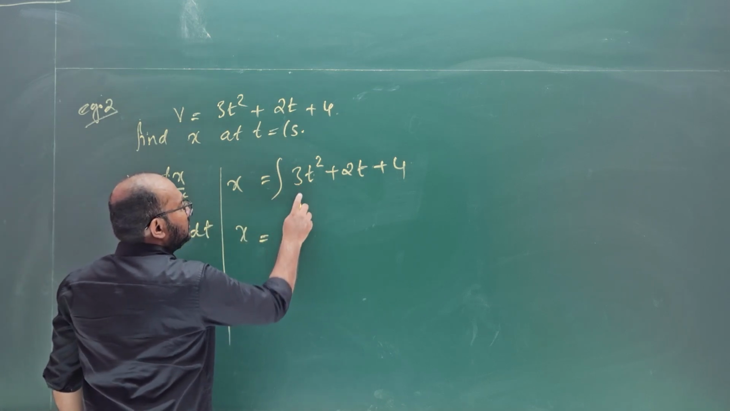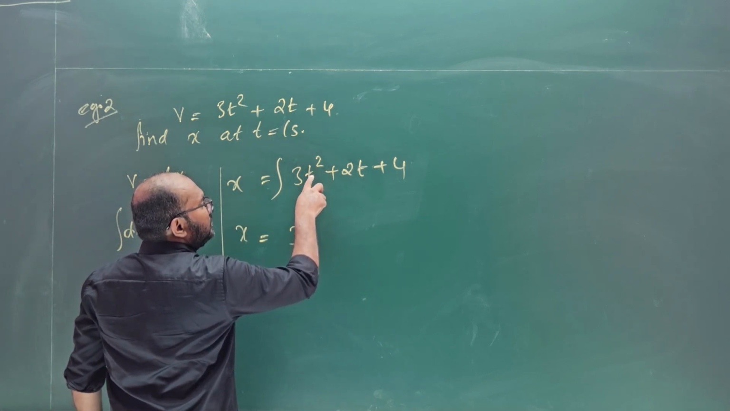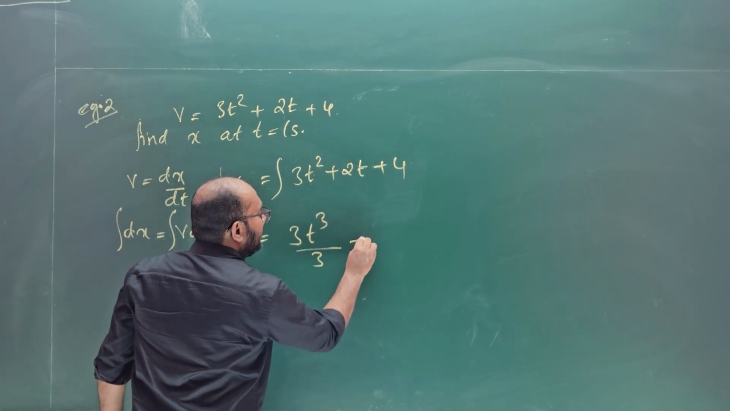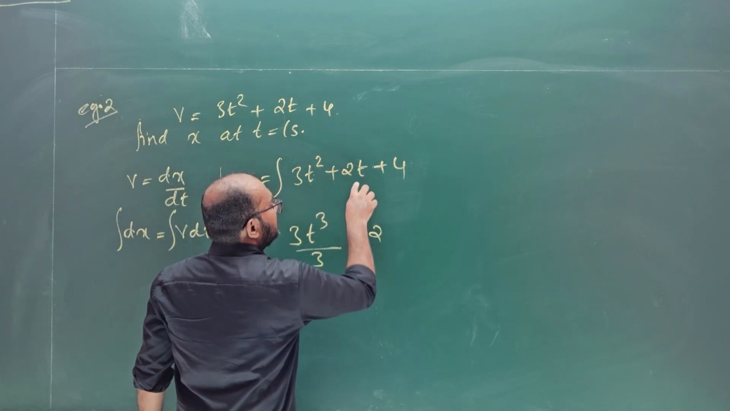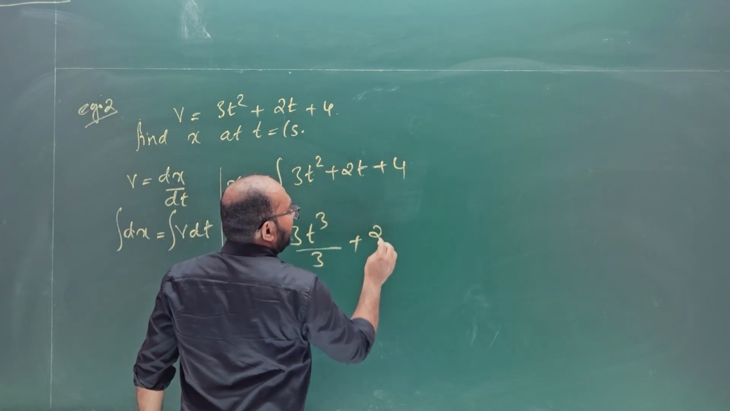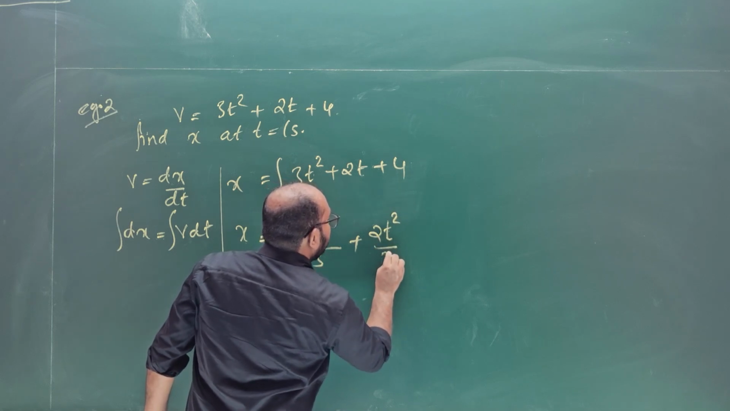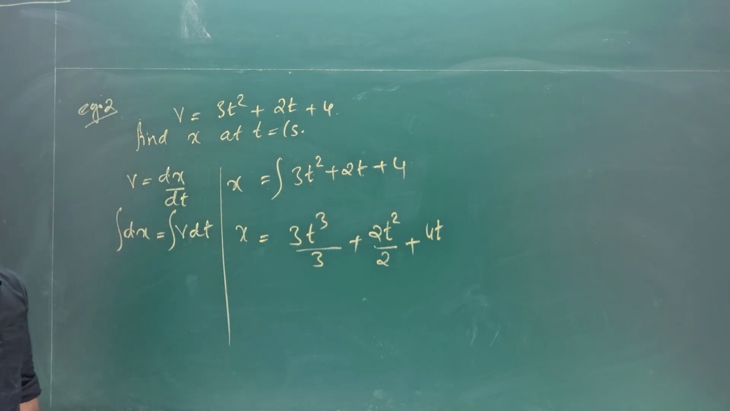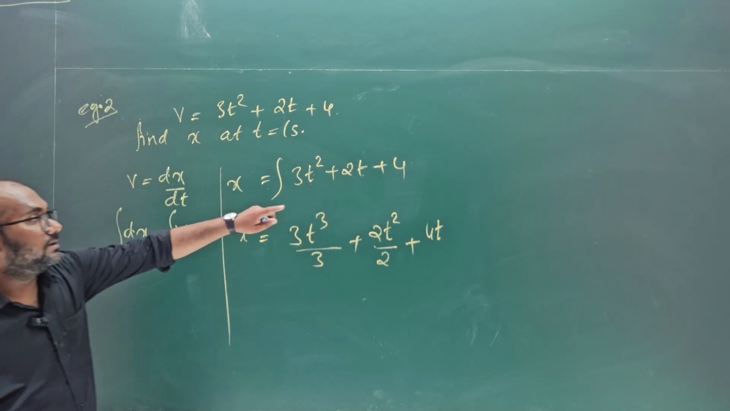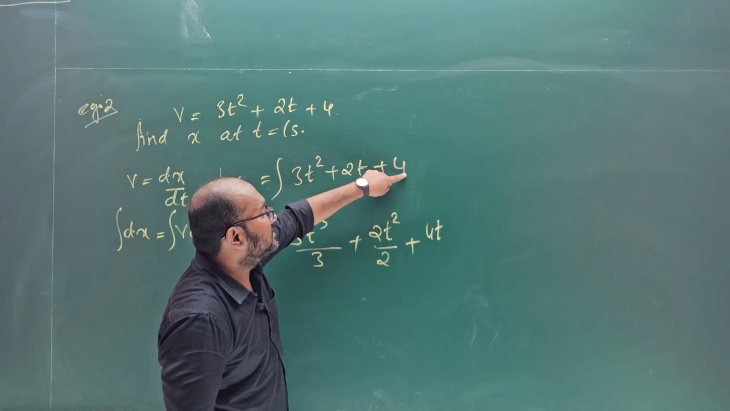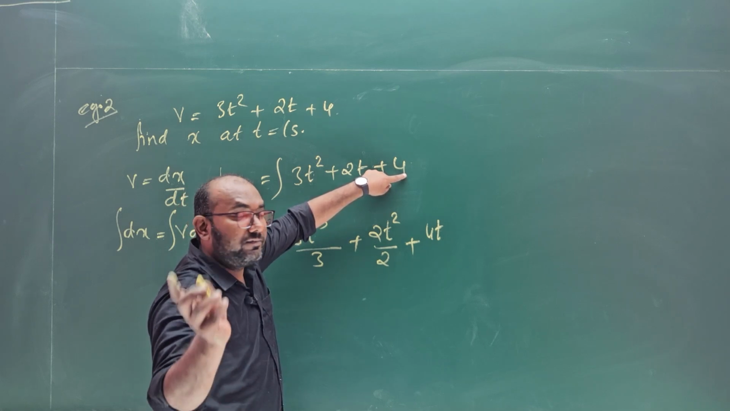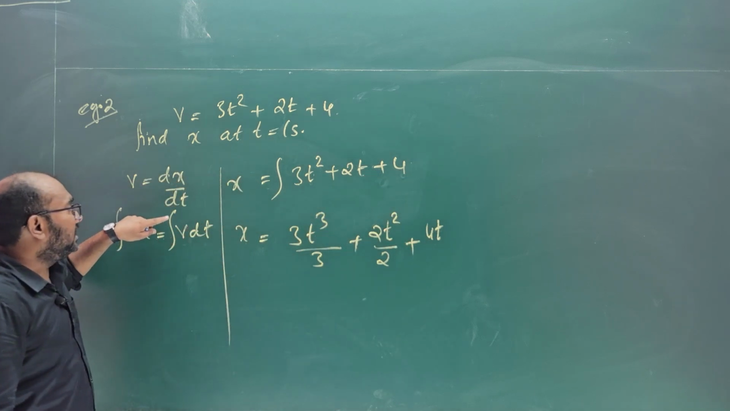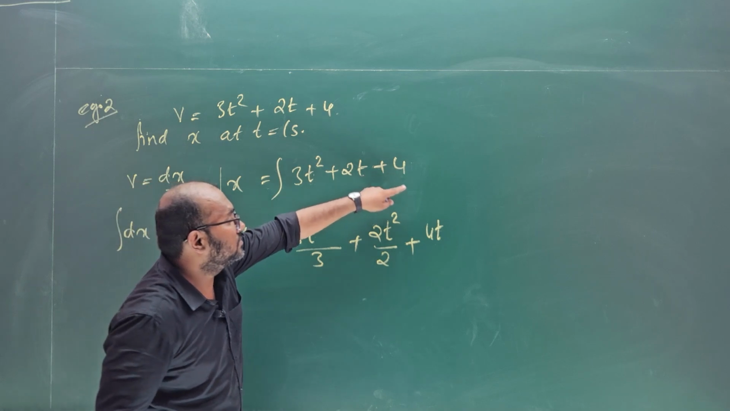So, x equals 3 as it is. T square, that means 2 plus 1 divided by 2 plus 1. So, t cube divided by, can I write 3? Plus 2 as it is. Nothing means 1 always. 1 plus 1 divided by 1 plus 1. So, t square by 2 plus. This becomes 4t. In integration, if you don't have any value, that means this one is a constant. Whatever you are integrating, you have to substitute t. We are integrating with respect to time now. All you need to substitute is 1t.